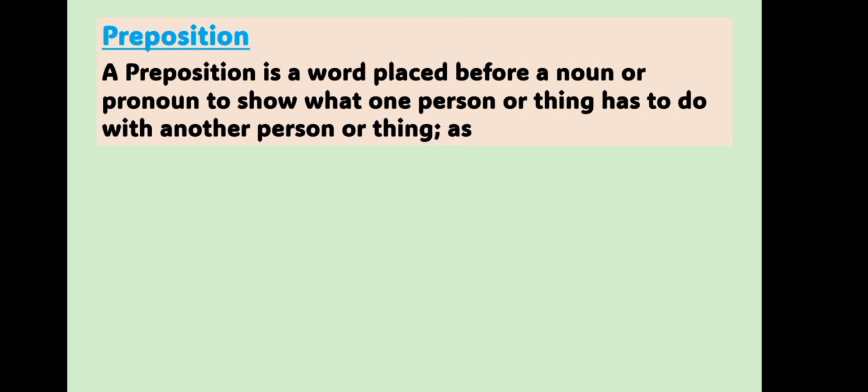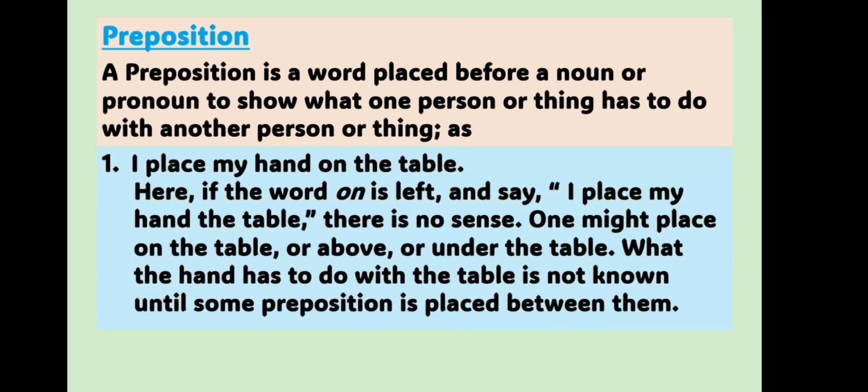A preposition is a word placed before a noun or pronoun to show what one person or thing has to do with another person or thing, or shows the relation between them. As for example, number 1, I place my hand on the table.